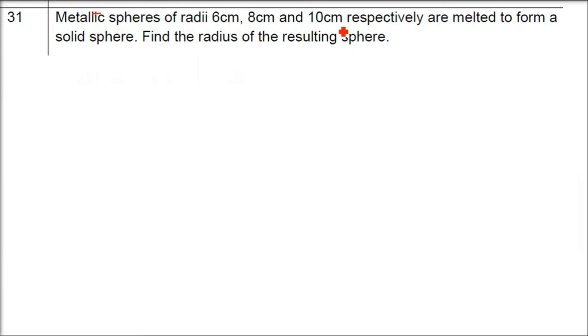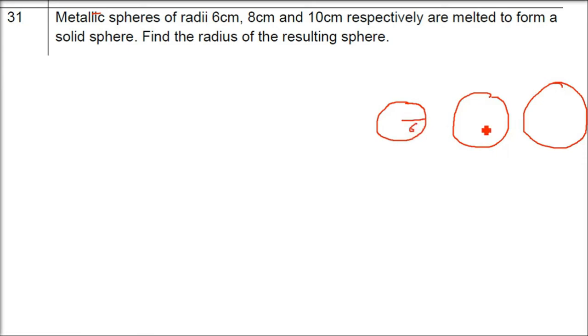Metallic spheres of radius 6 cm, 8 cm, 10 cm respectively are melted to form a solid sphere. Find the radius of the resulting sphere. What does it mean? One sphere is 6 cm, second, third. So the radius is given. One is 6, the other is 8.